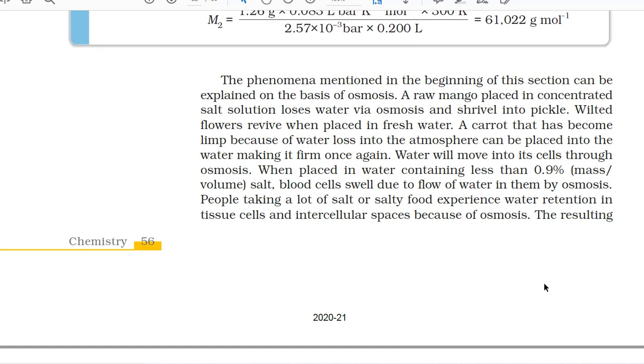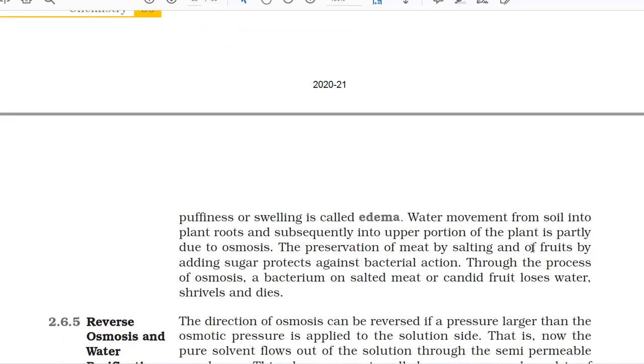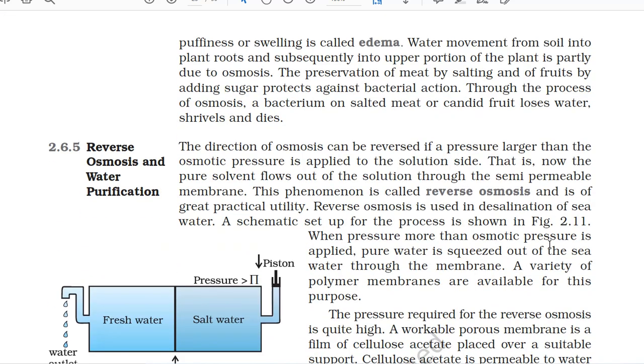When placed in water containing less than 0.9% mass per volume salt, blood cells swell due to flow of water in them by osmosis. People taking a lot of salt or salty food experience water retention in tissue cells and intercellular spaces because of osmosis. The resulting puffiness or swelling is called edema. Water movement from soil into plant roots or subsequently into upper portion of the plant is partly due to osmosis. The preservation of meat by salting and of fruits by adding sugar protects against bacterial action. Through the process of osmosis, a bacterium on salted meat or candied fruit loses water, shrivels and dies.